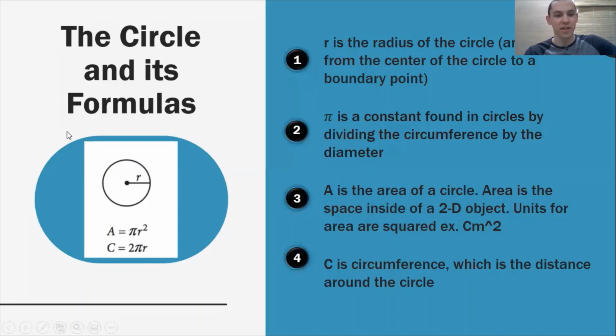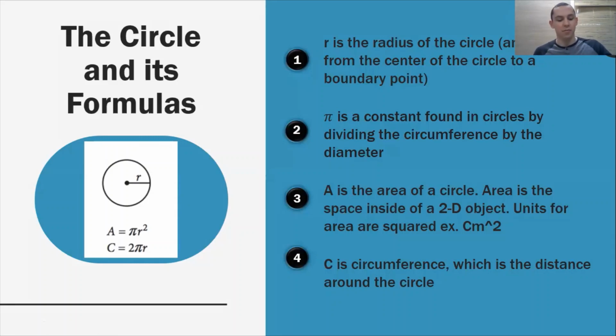So the circle and its formulas are in any object that is round. You will have this R term for the area and the circumference or the volume once we get to 3D figures. And R is the radius of the circle. The radius is a line segment drawn from the center of the circle to any boundary point on the circle. And that's just the outer rim of the circle.